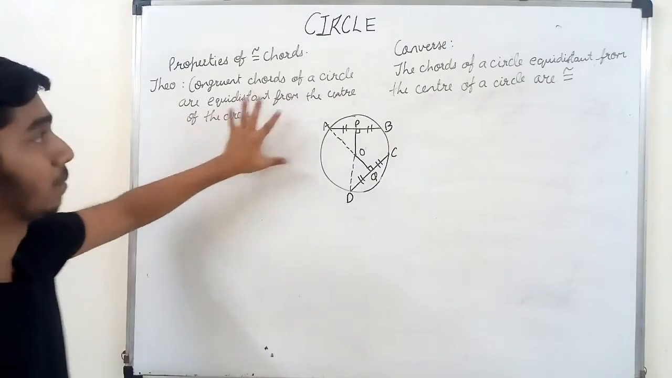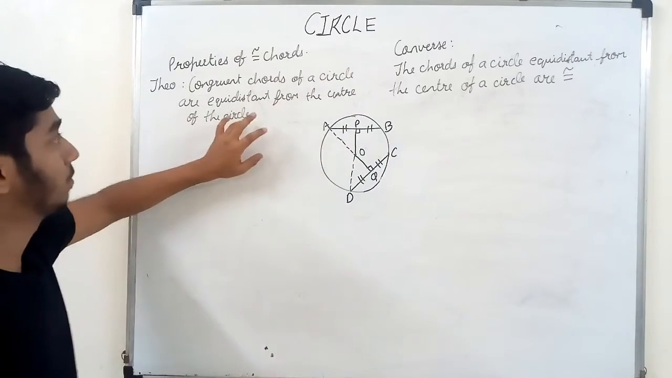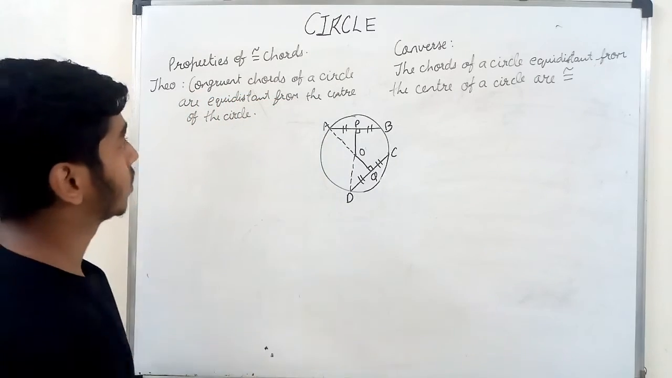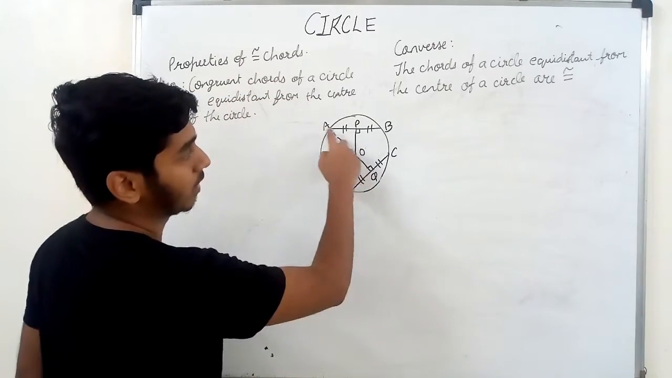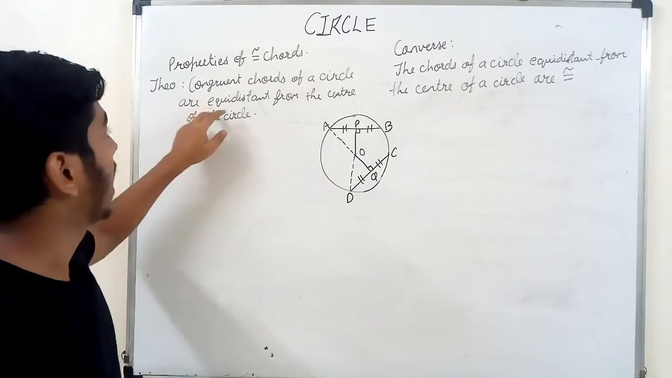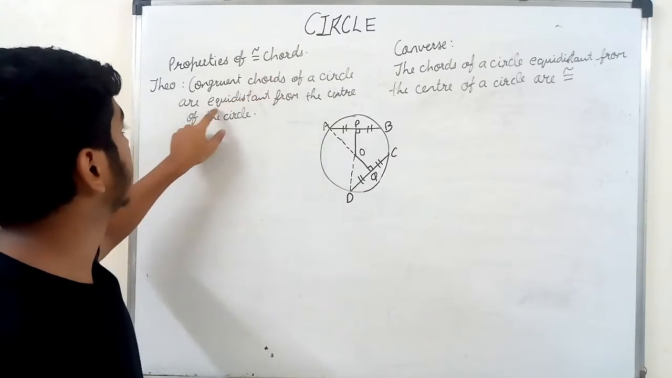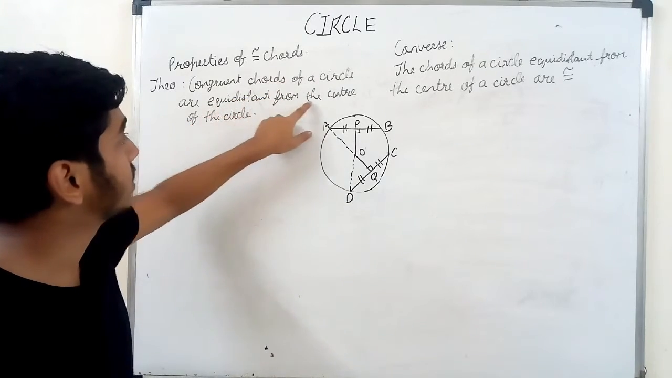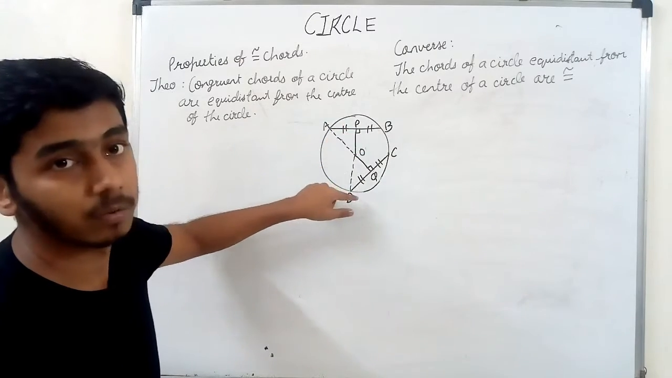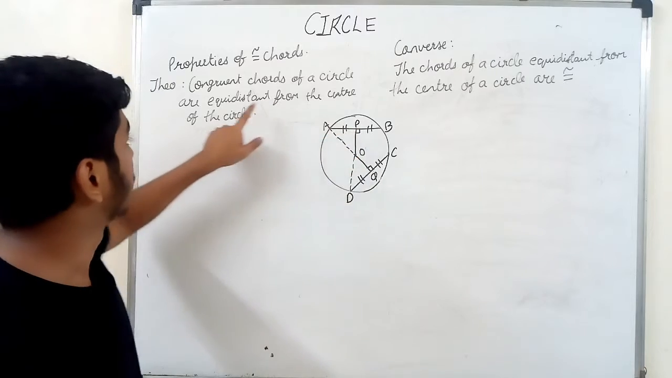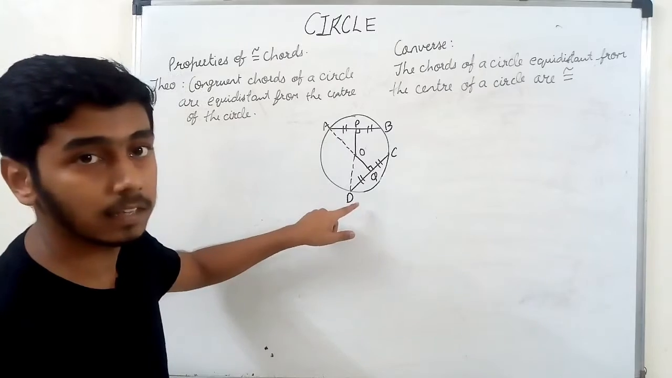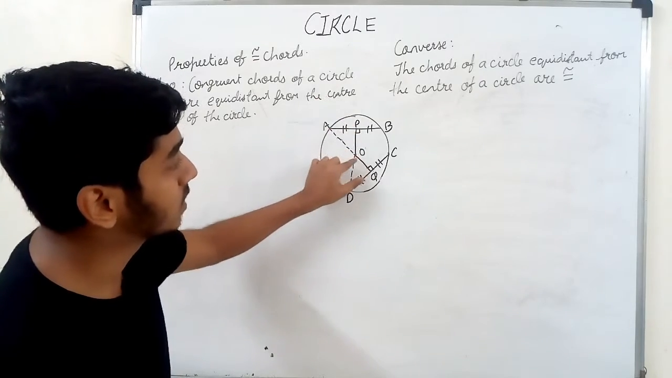So there are some theorems. Let's see them one by one. The first theorem says congruent chords of a circle are equidistant from the center of the circle. Here the chords AB and CD are congruent. That means if there are congruent chords, then this chord AB and CD will be at equal distance from the center.